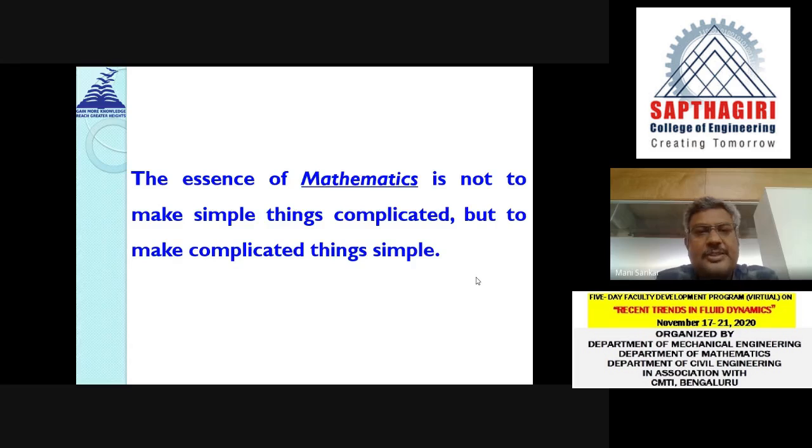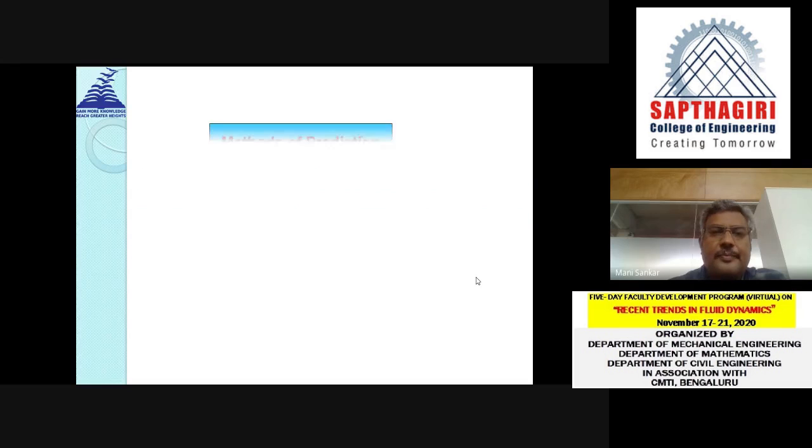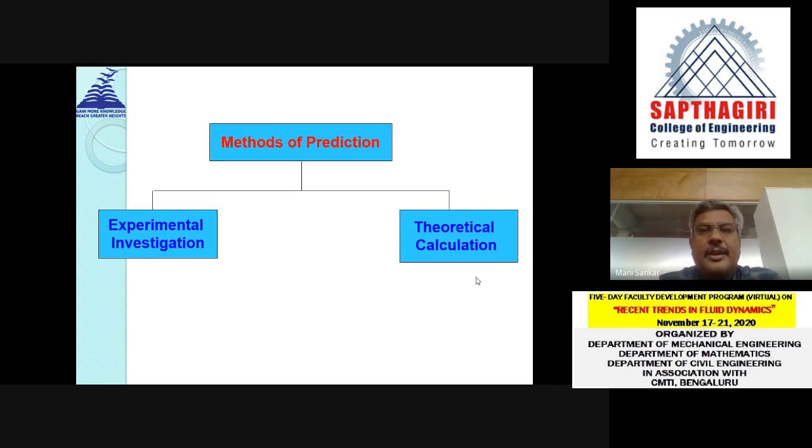So let us start with a positive note. Generally, being in an engineering college, the engineering students don't like mathematics much. So I always tell them that the essence of mathematics is not to make simple things complicated, but it is the other way. I try to reduce complicated things into simpler ones. As I said, whenever we encounter methods of prediction, there are basically two types. One is you go for an experimental investigation or a theoretical calculation. That's where numerical simulation comes into the picture.